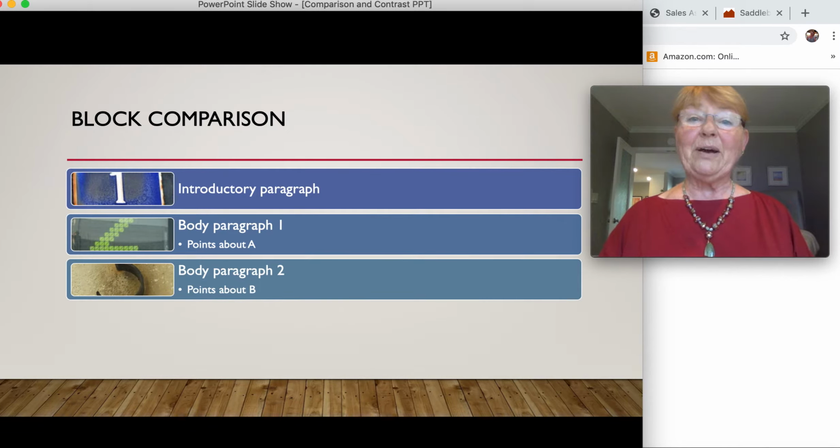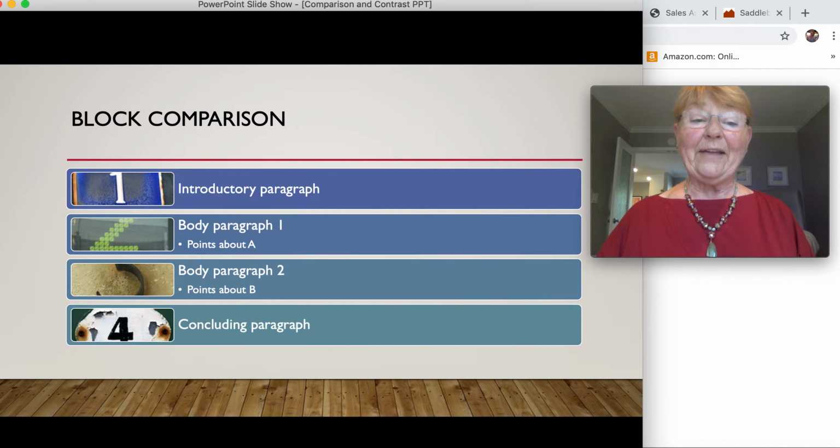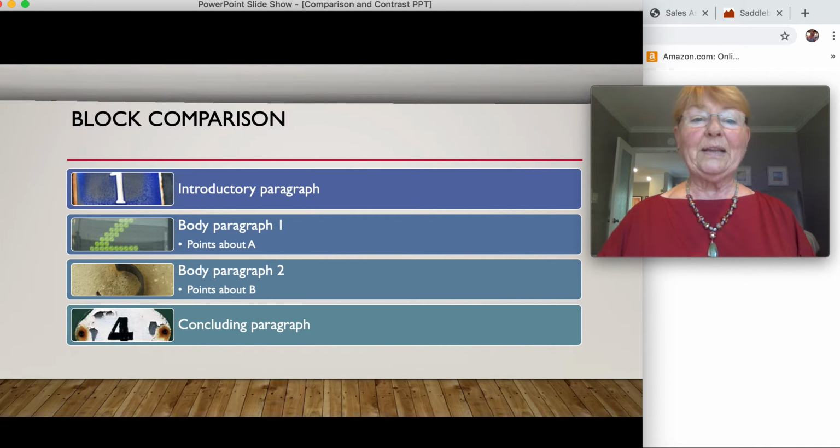In your second body paragraph, you're comparing it to the first one. So it's everything about the second one. So let's say I'm comparing my 2 dogs. First, I talk about everything about one. Then I say everything about the second one. And then I write my concluding paragraph. That kind of thing sort of works, but it's not really my favorite kind of organization.